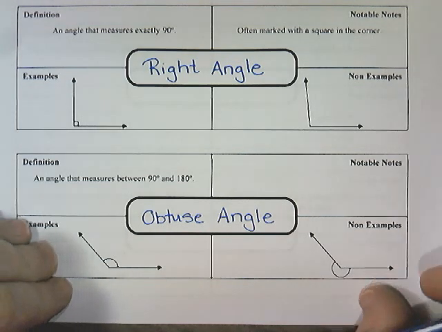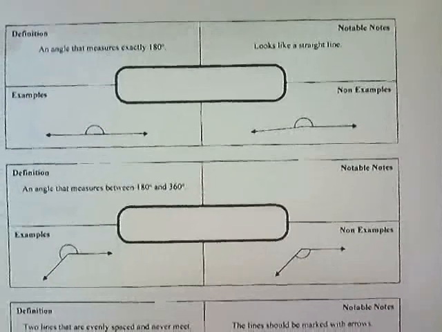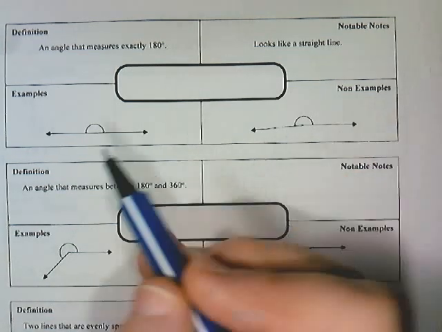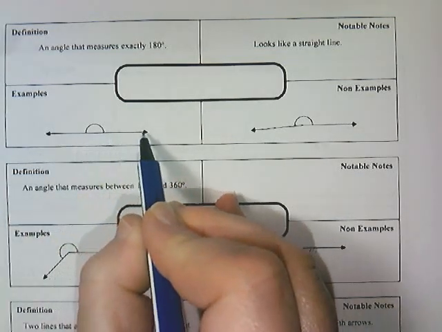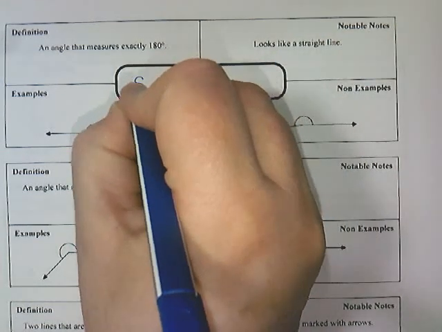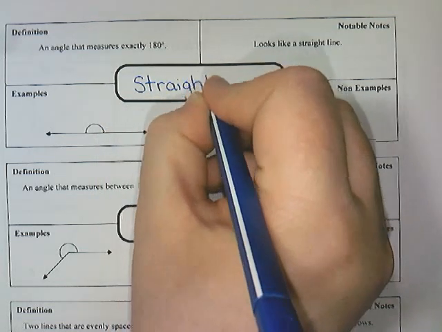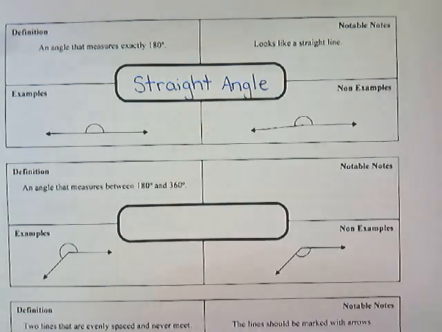All right, if we take a look at our next page, it says an angle that measures exactly 180 degrees. So you'll see that the 180 degrees makes a perfectly straight line, and that's why this is called a straight angle. So a straight angle. It makes a perfectly straight line.